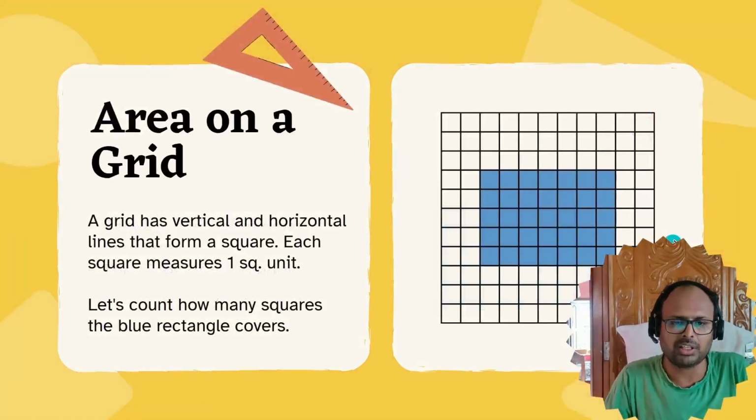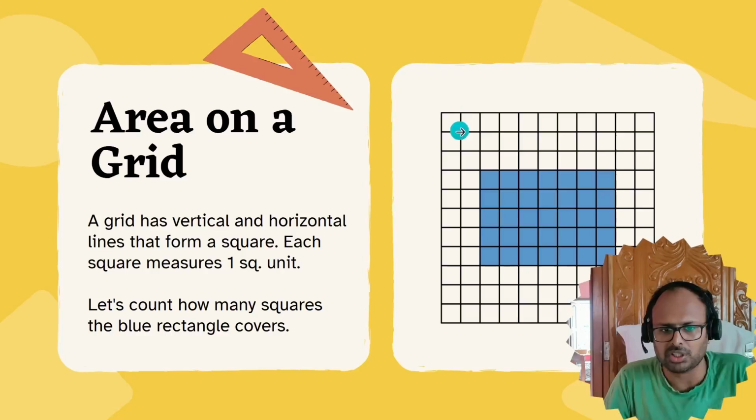Now area on a grid. This is a grid. It has horizontal and vertical lines that form squares, and each square unit measures 1 square meter, or 1 square unit. The unit could be 1 square meter or 1 square centimeter, so you need to measure it basically. But this is just a representation.